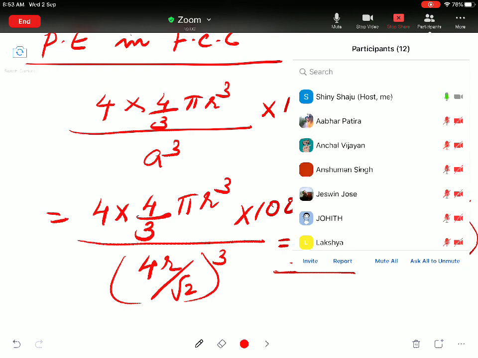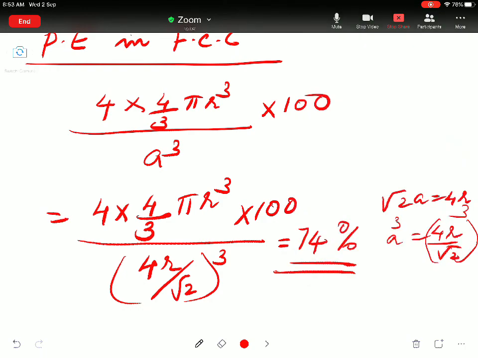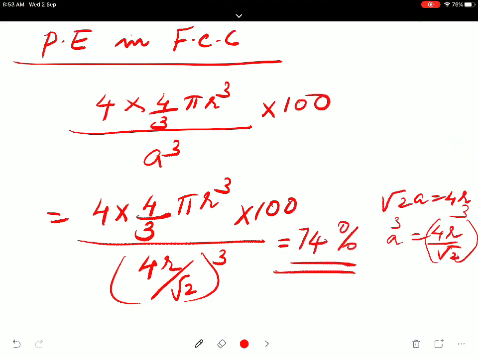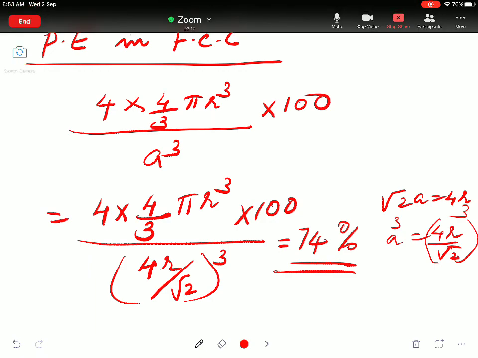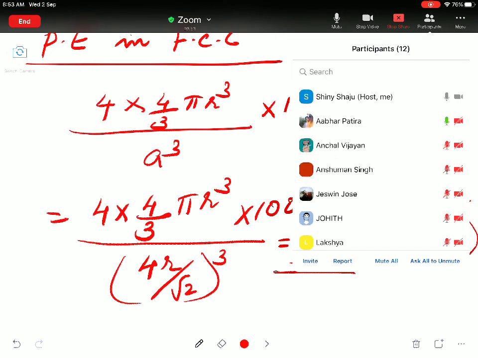So Abhar, tell me which is the most efficient unit cell? Simple cube, BCC or FCC? FCC. Okay. FCC is the most efficient. That's about the packing efficiency. Now we are moving to closed. Okay, do one numerical.